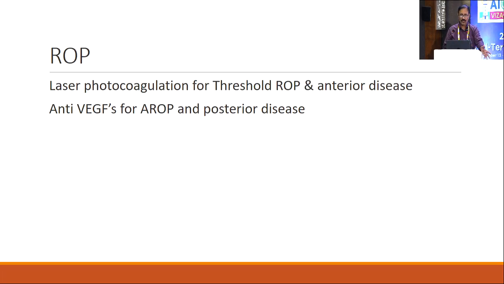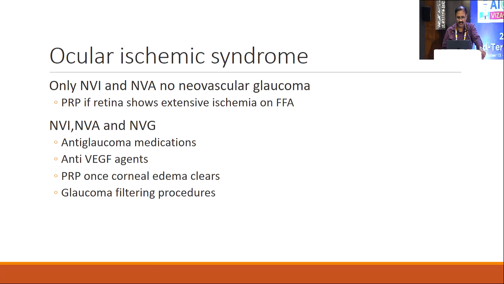And in ROP we all know that laser photocoagulation is the first treatment of choice if it is a threshold ROP or an anterior disease. But if you have a very posterior disease, aggressive ROP or a posterior disease, then treat with anti-VEGF and add a supplemental laser once the ischemia persists in the anterior part of the retina. So there is a mix. You have a role of laser as a primary treatment, as well as you can treat a posterior disease with an anti-VEGF.